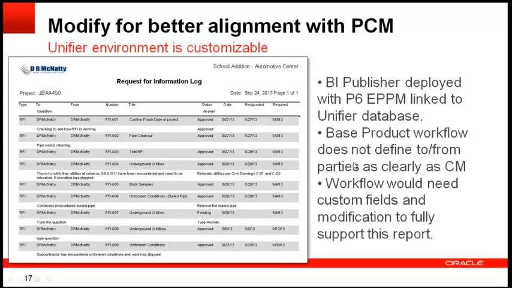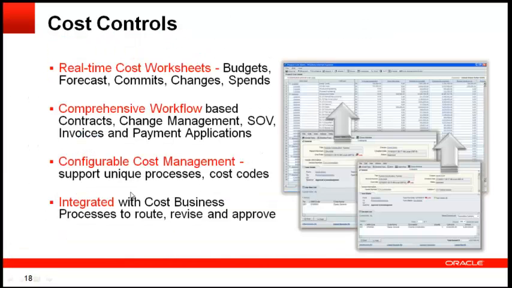Now, one of the things that we did notice in doing this is that the base workflows from Primavera don't take the same perspective as PCM does. You don't clearly get to define the to and from parties. You know, I'm in the owner system, I'm a contractor, I'm sending an RFI to the design firm. Well, the basic workflow doesn't support that, so you'd have to modify the workflows to be able to do that, and then your to and from parties would actually show up differently on the report, but we didn't have the time to do that part of it in time for this particular webinar.